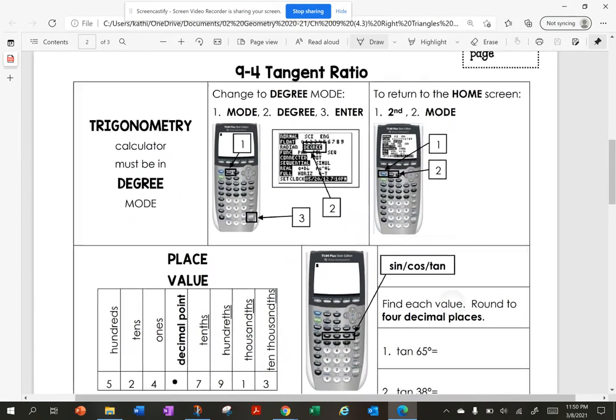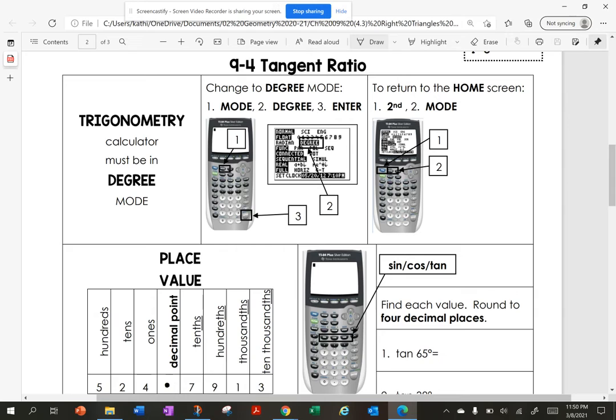So we're just going to review some information from our calculator. When we're working, we want to make sure that we are in the degree mode. The default is radians, so I need to make sure I change it to degrees. So I go to mode, cursor over to degree, and then hit enter. And then to get back to the main screen, I'm going to hit second and mode to come back.